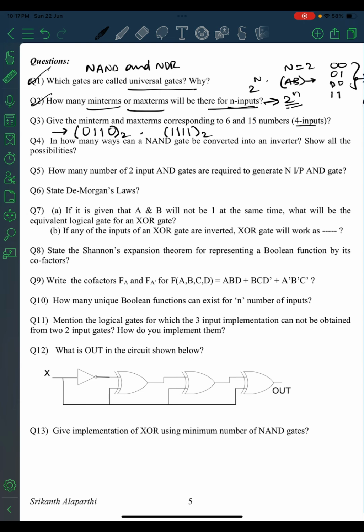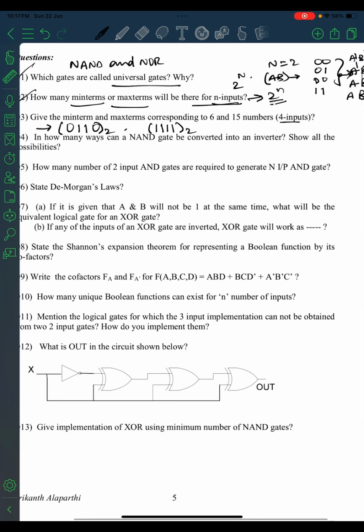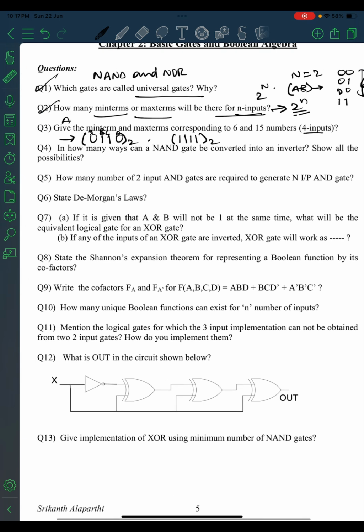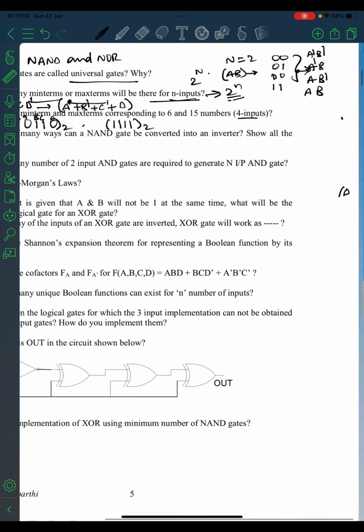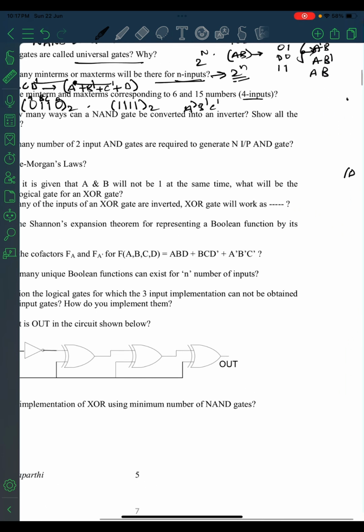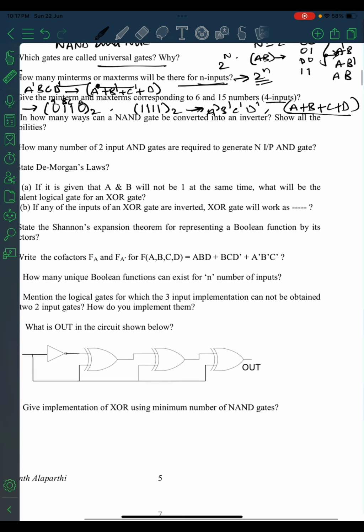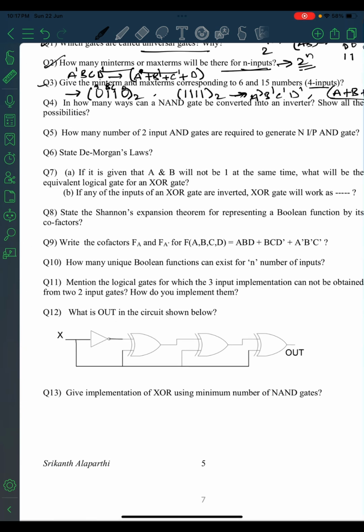So what is the min term for 0110? If the variables are A, B, C, D, then the min term is A'BCD', and the corresponding max term is A + B' + C' + D. For 1111, the min term is ABCD, and the corresponding max term is A' + B' + C' + D'. So these are the corresponding min term and max term for the numbers 6 and 15 respectively. That is the solution for the third question.